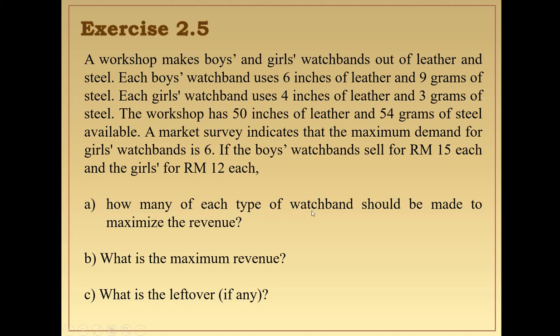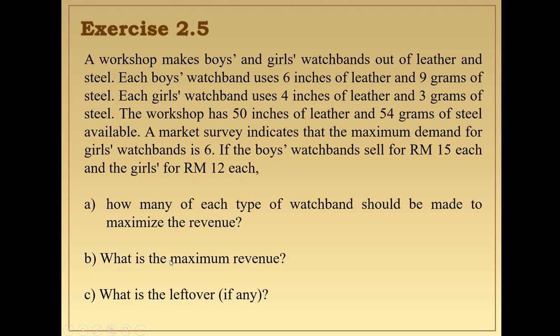How many types of watchband should be made to maximize the revenue? Okay, the question is you need to know how many girls and boys watchbands should be produced. We know it only asks for the number of boys and girls watchbands that should be made to maximize the revenue. So, it wants to know the values of X1 and X2. Like before, we can solve it using the graph method because we only have 2 decision variables.